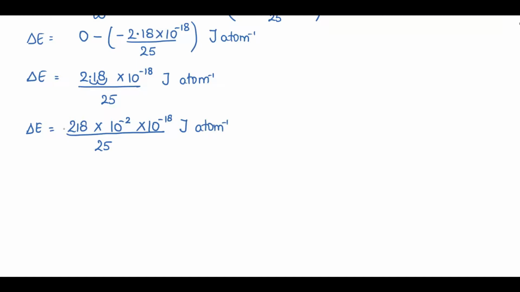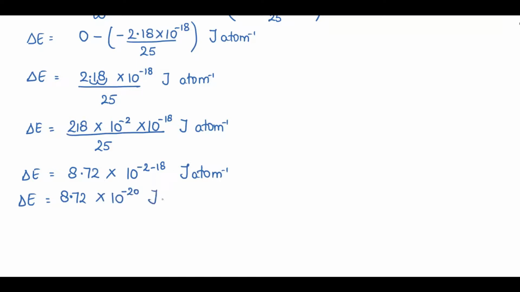So when you will divide 218 with 25, your answer will be 8.72 into these two powers are in multiplication. So you can simply add them, minus 2 minus 18. So delta E, that means ionization energy when I am exciting the electron from fifth orbit to infinite orbit will be 8.72 into 10 raised to power minus 2 minus 18. It will be 10 raised to power minus 20 joule atom inverse, right? So this is the value of first question, right?